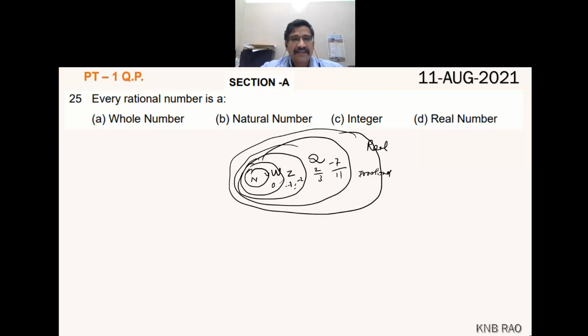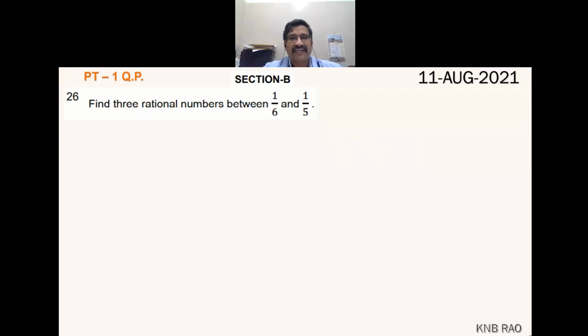Then, with this we have completed all MCQ questions. Now we will move on to the questions of section B. What does this section B have? There are 3 marks questions. Find 3 rational numbers between 1 by 6 and 1 by 5. Most of you have correctly done 1 by 6 and 1 by 5. If you want to find numbers between them, 2 procedures are there.